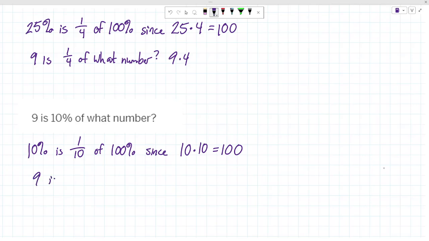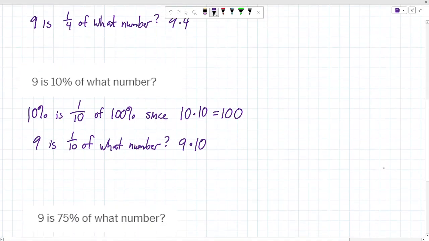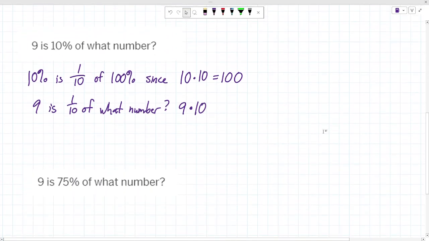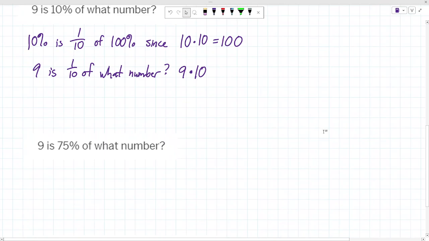So when it says 9 is 1/10 of what number? Well, we need to multiply it by 10. So take 9 times 10, and that'll give you the answer to this problem. You can use your multiplication chart. Okay, let's look at the next one.